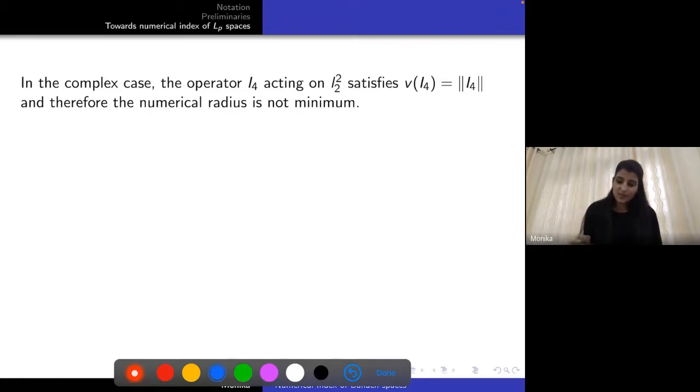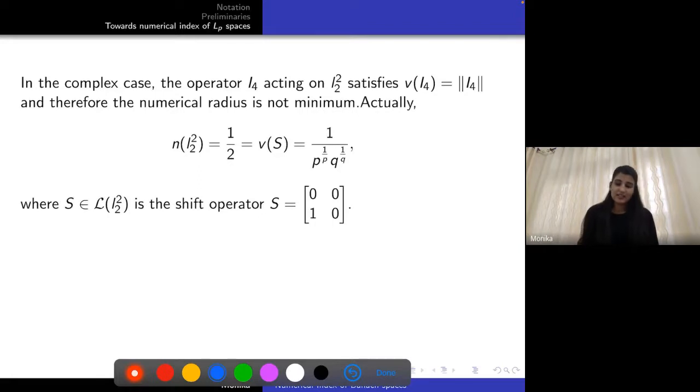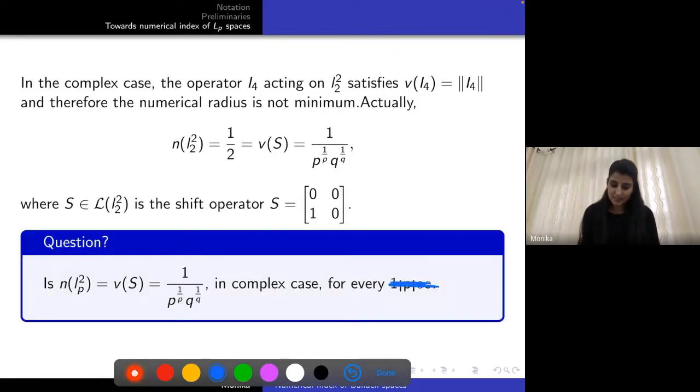So in the complex case, the question is whether the numerical index of LP2, still in 2 dimensions, coincides with the numerical radius of the shift operator, which is given by 1 over p to the power 1 over p and q to the power 1 over q, in the case when p is between 1 and infinity. So this is still an open problem.